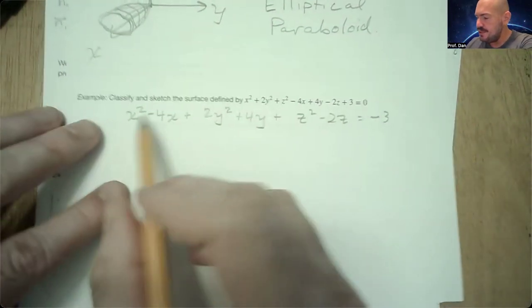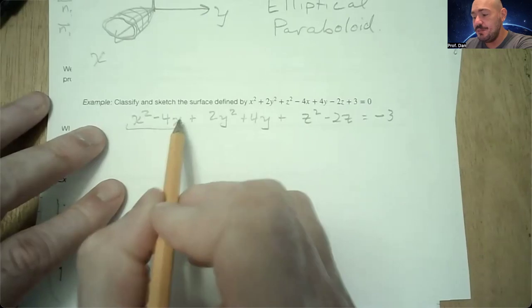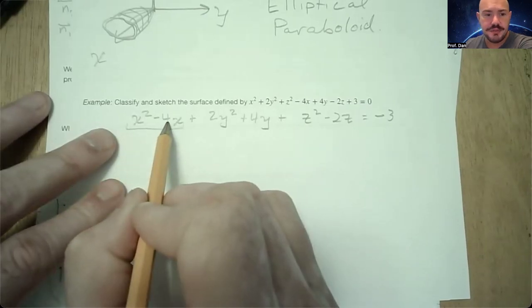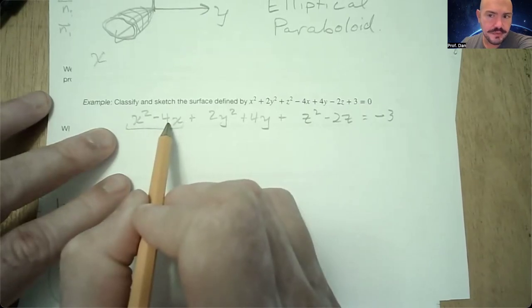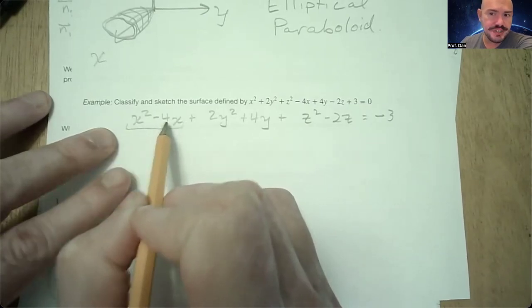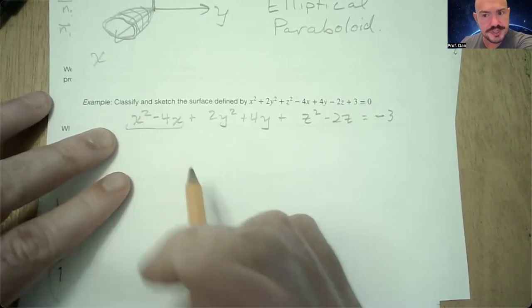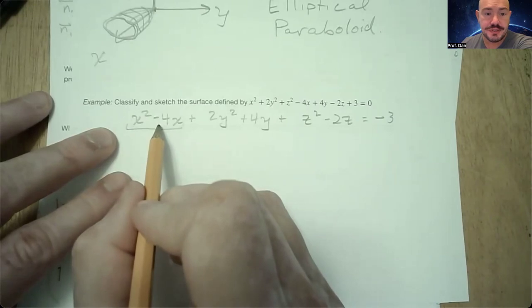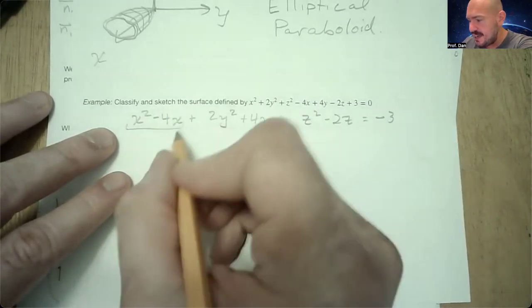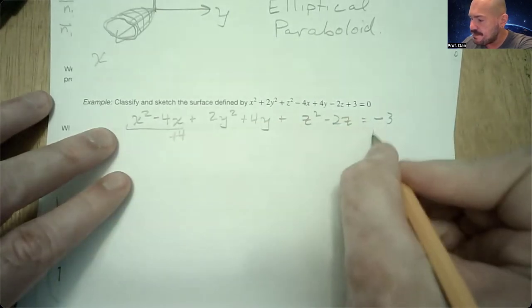Next, let's do variable by variable. So for x, look at my middle term, my coefficient for just x. It's -4. The rule here is you half it, you square it, you add it to both sides. So if I half -4, that gives me -2. Square that, I get +4. Now I have to add it to both sides.